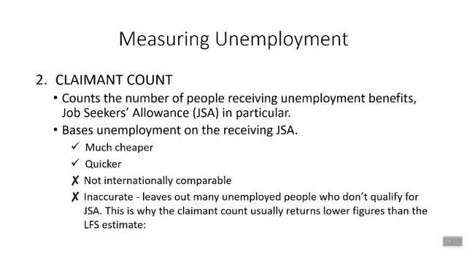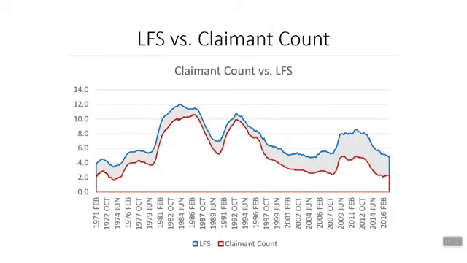And we can see this on a graph. As you can see here, the LFS is denoted by the blue line over time, and the claimant count is denoted by the red line over time. As you can see, consistently since 1971, the claimant count figure has been lower than the LFS figure. This shows that the claimant count consistently underestimates unemployment rates.